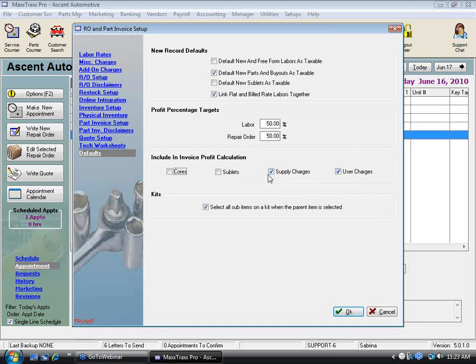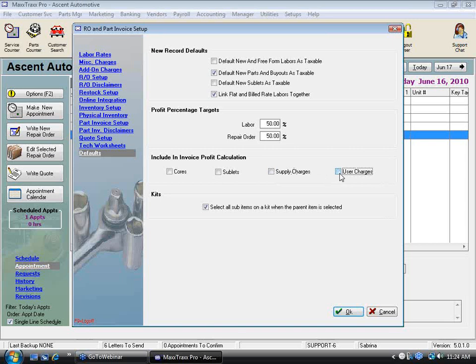They are making your user charges look more profitable, because a user charge doesn't have a cost associated with it. You're just tacking it on there. It's built into your overhead if it's a fee that you have to pay for hazardous waste or something like that, but it's not directly connected to that user charge, so it will raise your profit look. So you might not want to put it on there. Now, if you have a tire fee where you're paying the state for what you're collecting, then you've got zero profit on that.